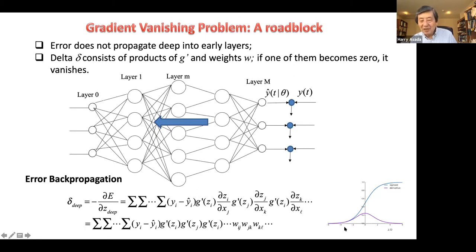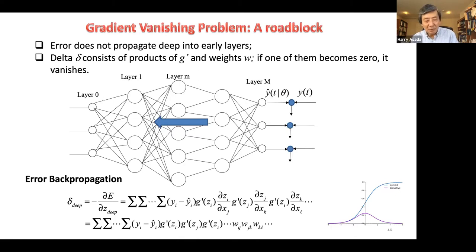Remember, the output function looks like this, and this is the shape of its derivative, right? If we use a sigmoid function, even one element along this line takes almost a zero value, or even 0.1. And consecutively, you have 0.1, 0.1, 0.1. It turns out to be one thousandth. So the magnitude of this delta goes down quite rapidly, almost exponentially, as you go deeper. So this is called the gradient vanishing problem. How can we deal with this issue?